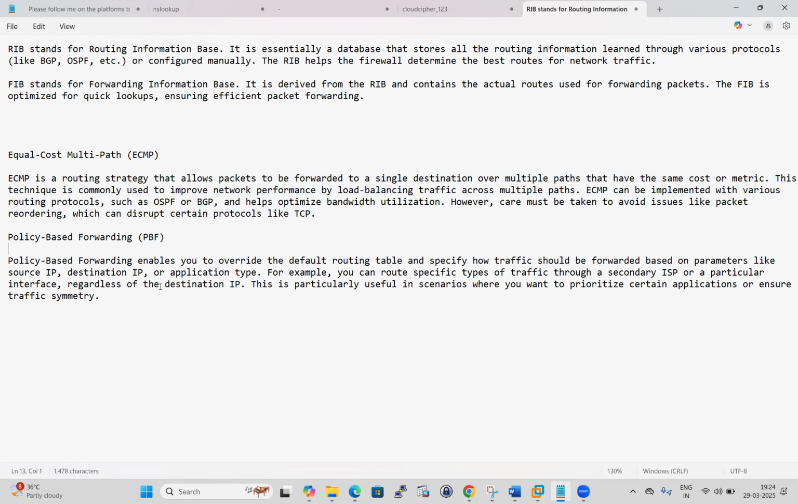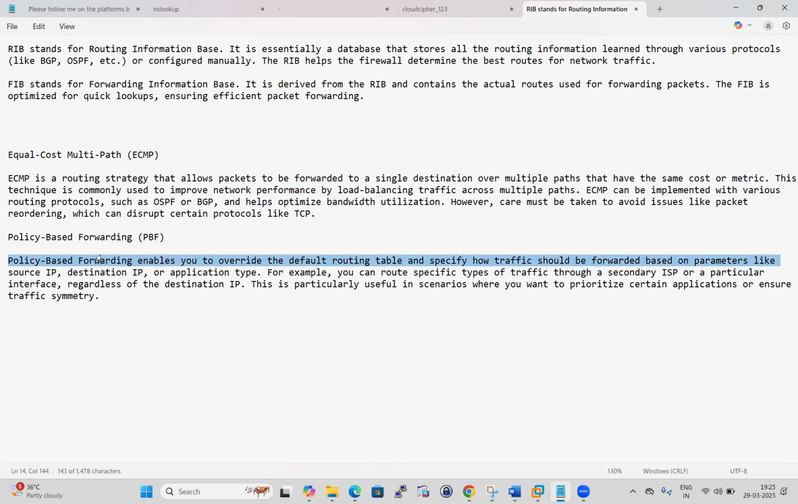So basically policy based forwarding enables you to override the default routing tables. If you are using policy based forwarding, it is going to override the default routing table we have in the firewalls, and it is going to look on the basis of source IP, destination IP, application, whatever we generally put in the policy based forwarding rule. So it is also a kind of load balancing. We can define some traffic towards ISP1, some traffic towards ISP2. In that type of scenario, we use policy-based forwarding.